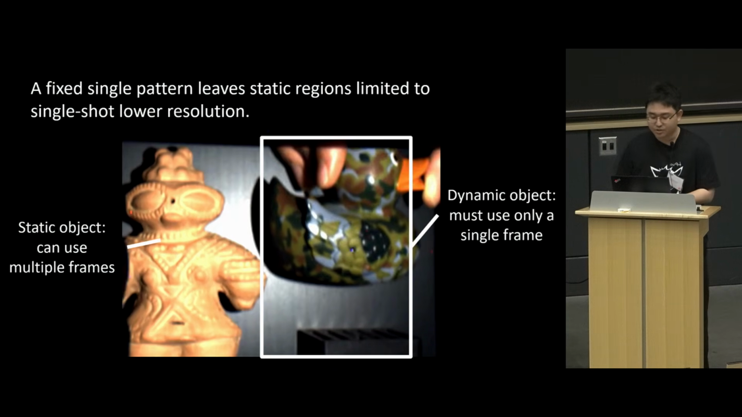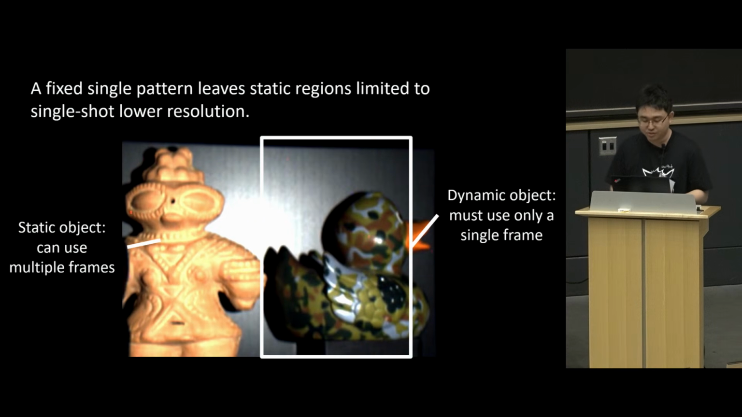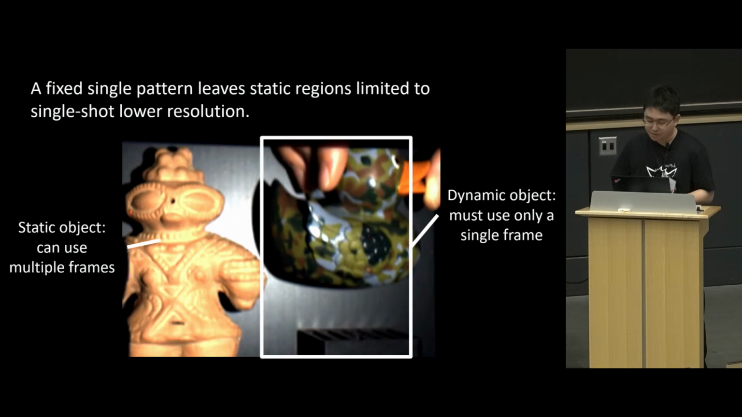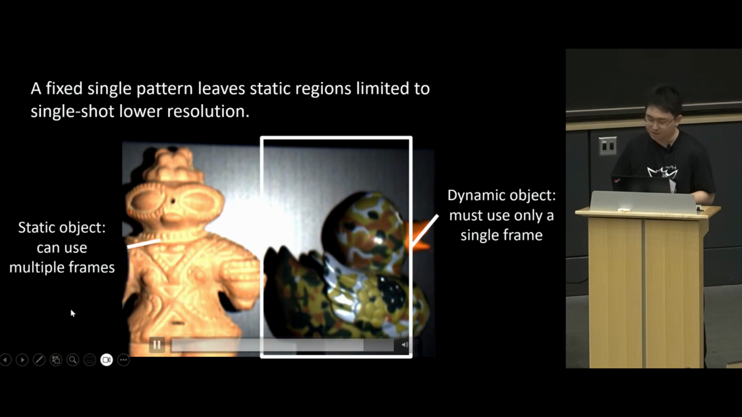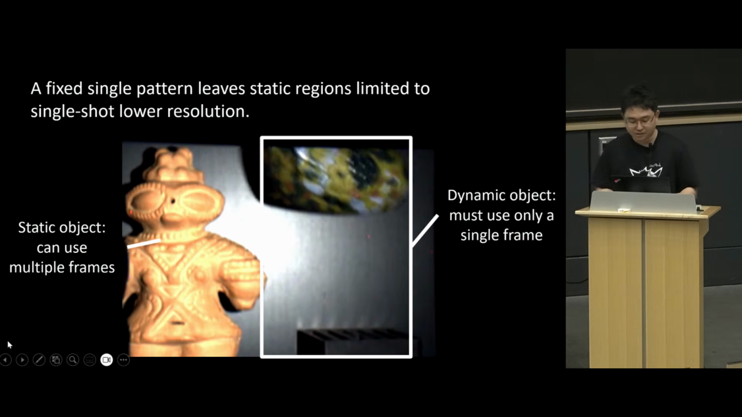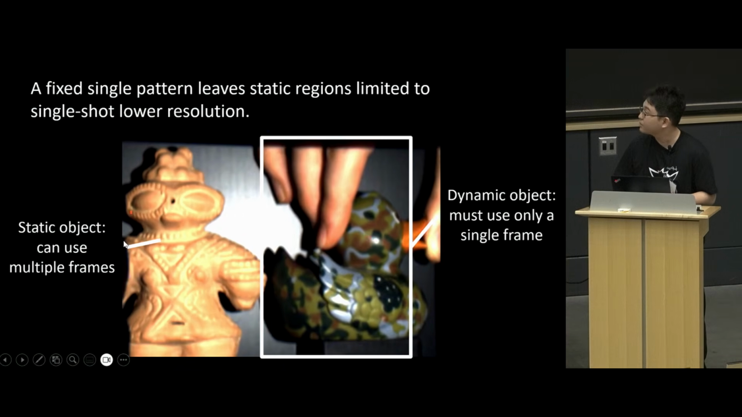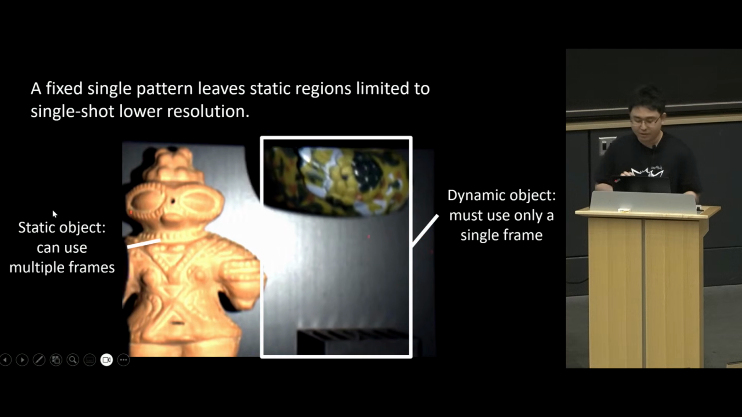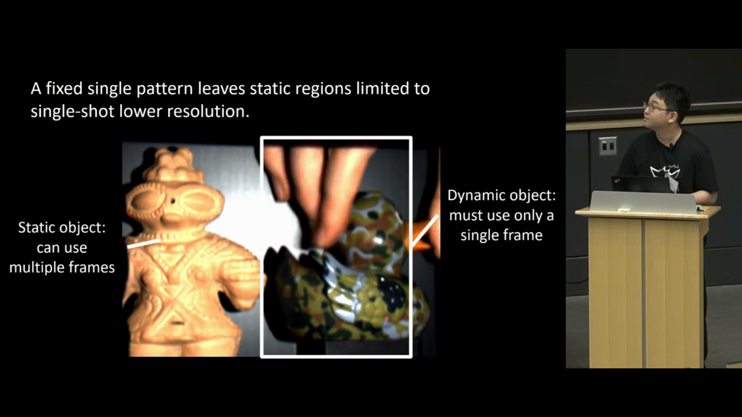Single-shot reconstruction is suitable for dynamic objects, but its reconstruction resolution is limited by stripe line widths. In real-world scenes, we often observe dynamic and static objects at the same time. Thus, we use a single pattern in dynamic regions, and multi-frame information in static regions, where different patterns can be projected for accurate and detailed reconstruction.